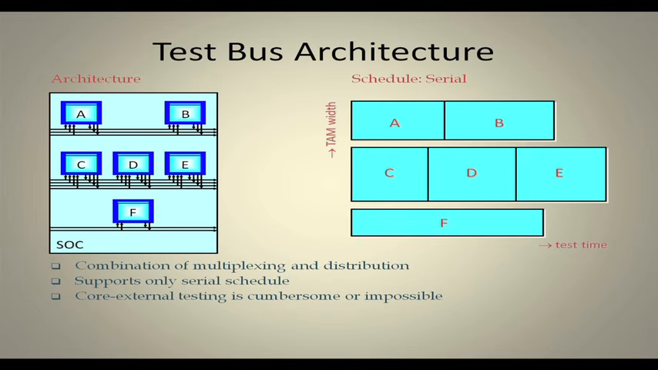So, a typical serial schedule will look like this, that A and B are tested one after the other in the first TAM. Similarly, C, D and E are tested serially on the second TAM, and F is occupying the third TAM, and the total test time is given by the maximum of test times of individual TAMs. So, that is basically given by the TAM 2 in this example.